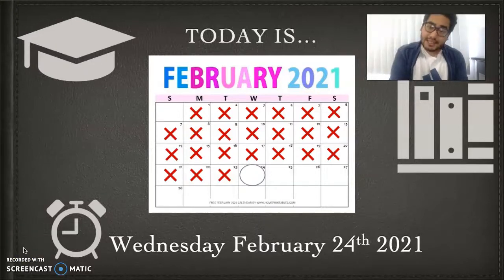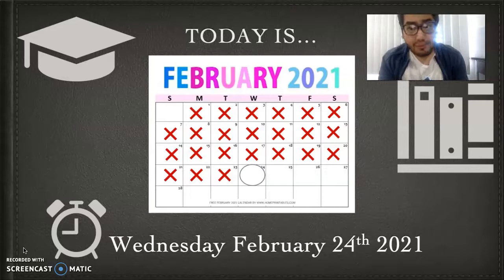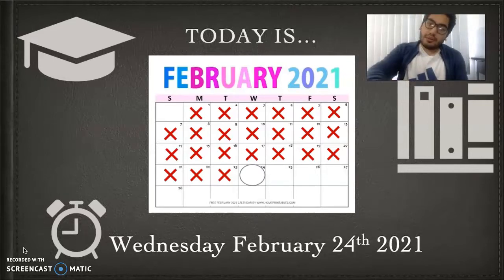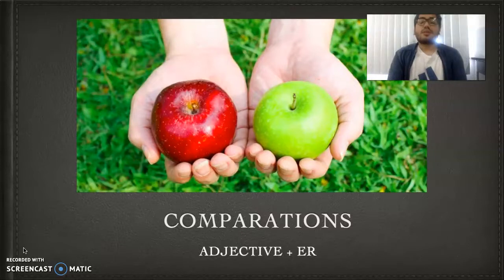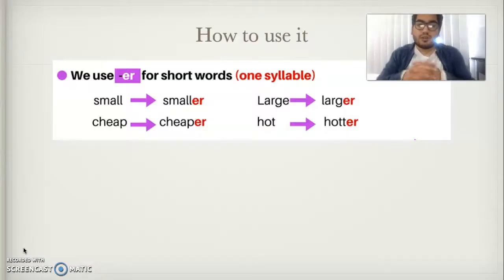Today is Wednesday, February 24th, 2021, and today we're going to see about comparisons. So to make a comparison, we need two things, thing 1, thing 2, and we add to the adjective -er. So how to use it?